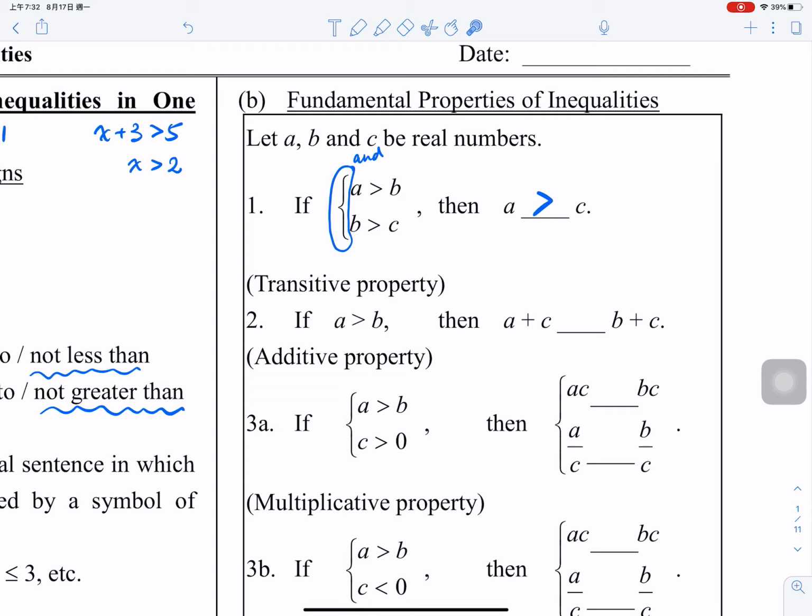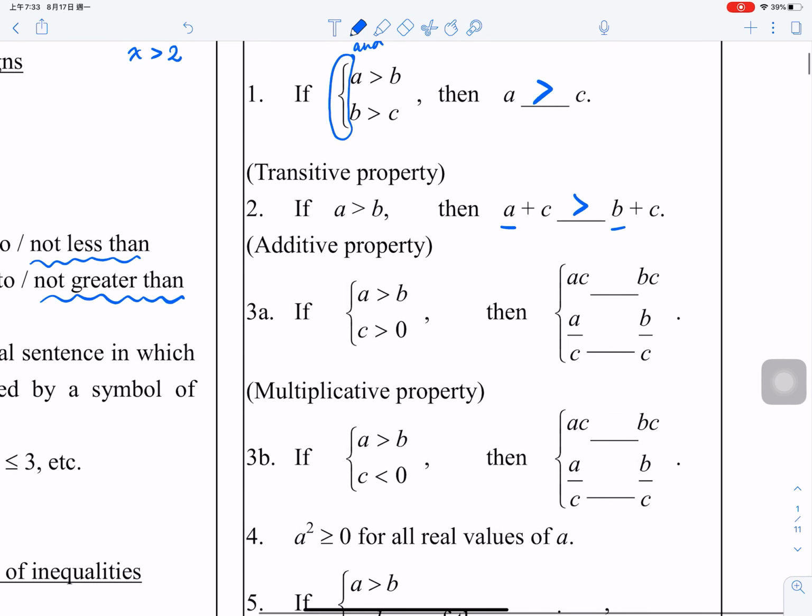Second, this one is a transitive property. If A greater than B, then for this value A and this value B, adding C to both sides, the inequality sign keeps. Okay, so A plus C greater than B plus C. This one is the additive property. Just now, this one was the transitive property. Okay, goes on to number 3, A.